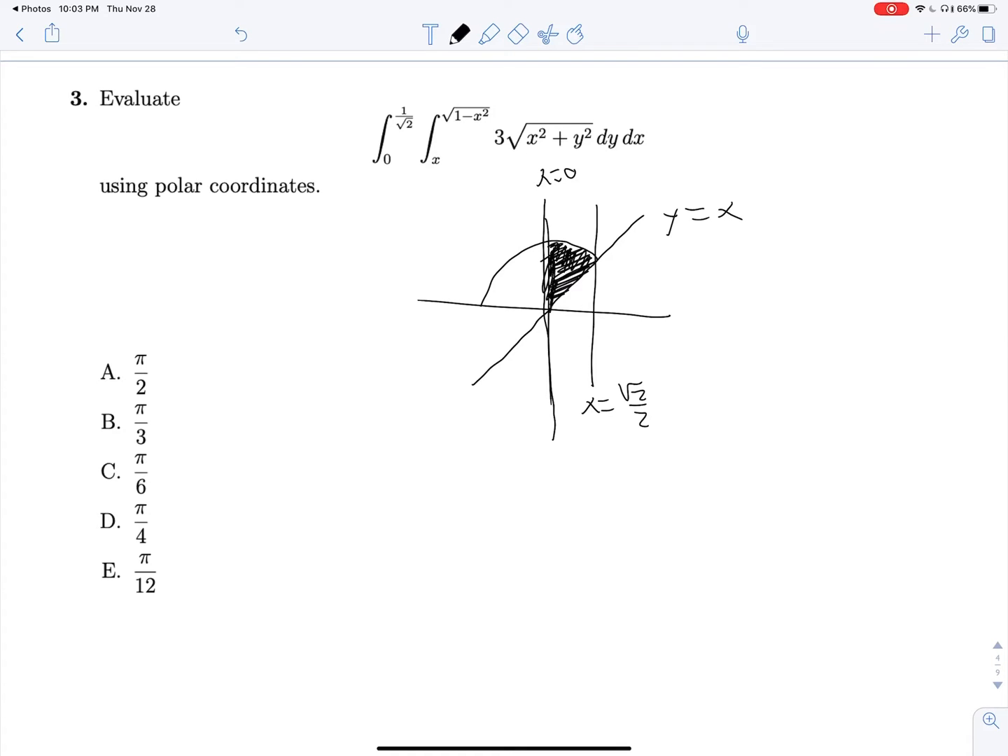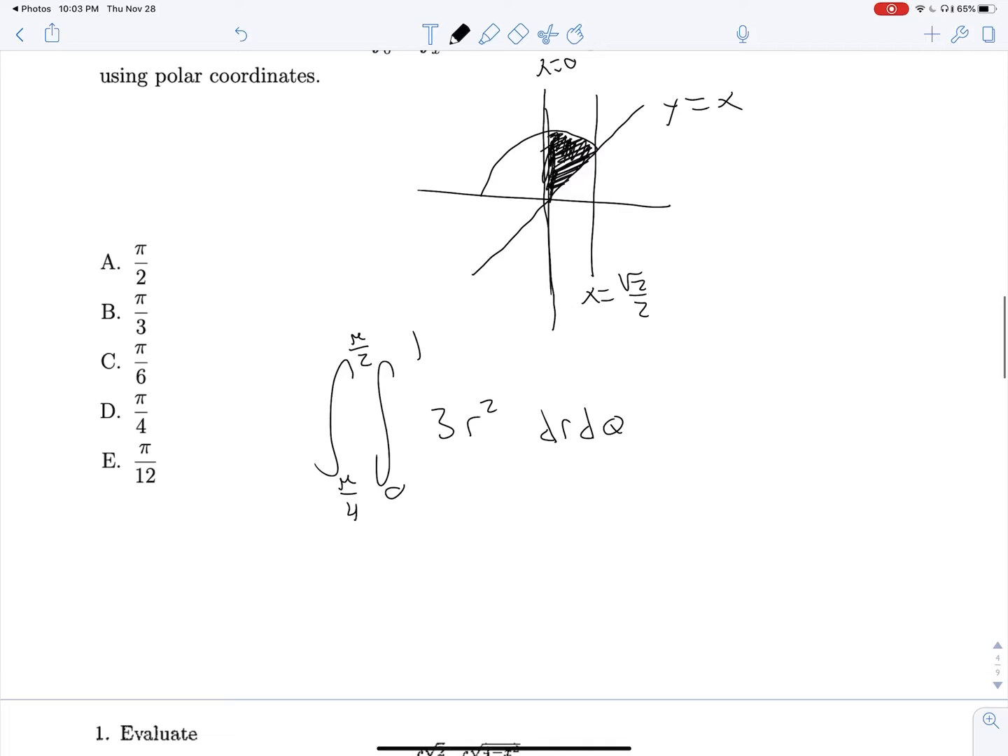And so there's our region, and we see that this integrand is just going to turn into 3r. So we can set this up as an integral r dr d theta, where r runs from 0 to 1, and theta runs from pi over 4 to pi over 2. And finally, our integrand, we said, is going to be 3r. We can combine.